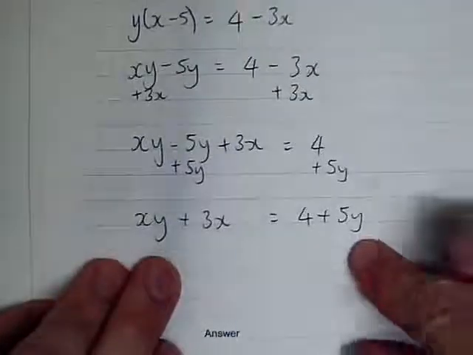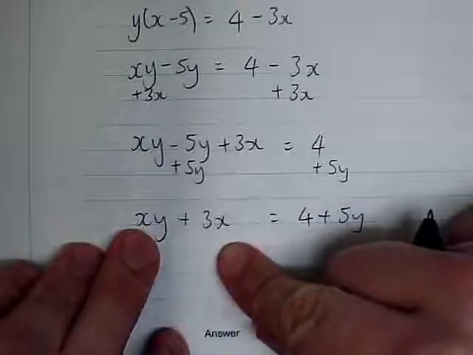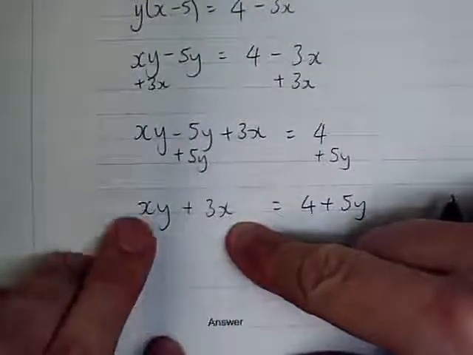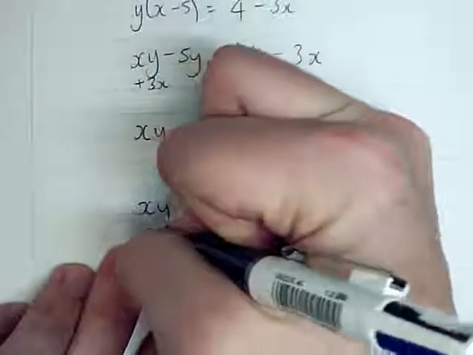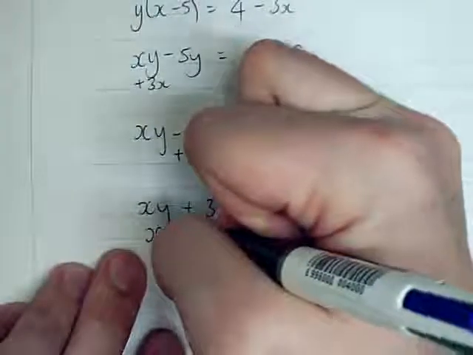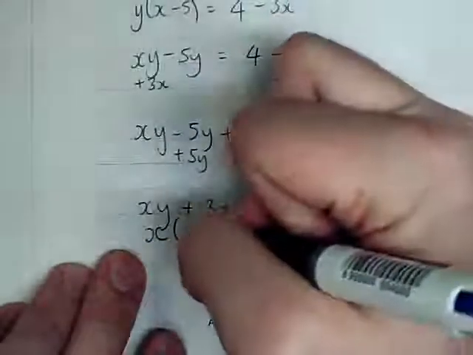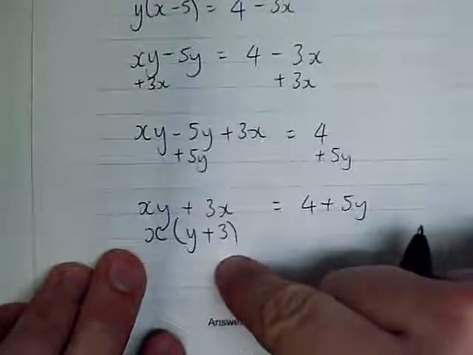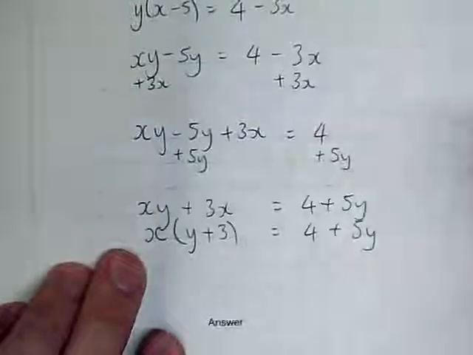Okay. Now we want it to say x equals. The problem is, because we've got two lots of x's, I can't make it say x equals without factorizing. So looking at the expression on the left hand side, factorizing by taking x out, so x times y will give me xy, x times 3, that's a plus 3, will give me plus 3x. So I've now factorized that, and that equals 4 plus 5y.